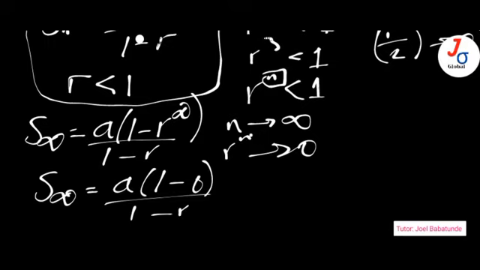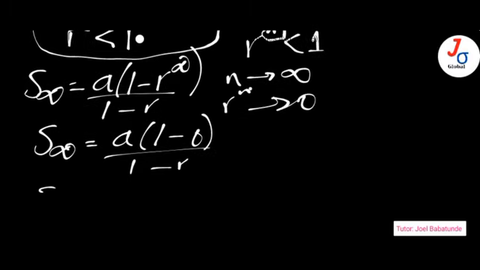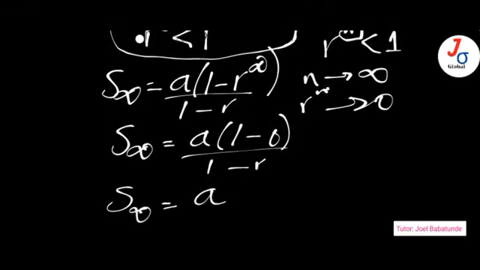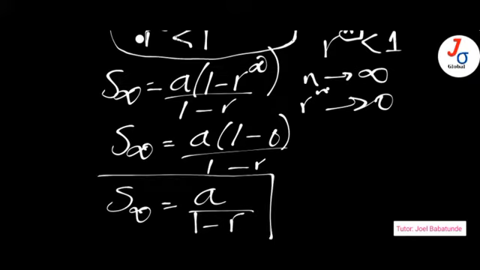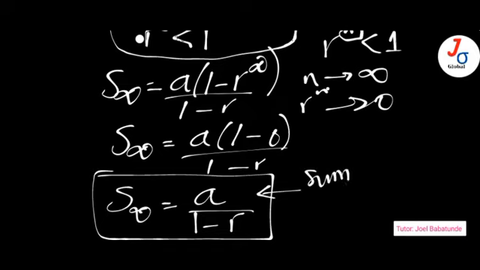And so that becomes S infinity. Let me write that again. S infinity equals A times 1, and 1 times A is A, over 1 minus R. And so this is the formula for sum to infinity. Okay, good. Sum to infinity.